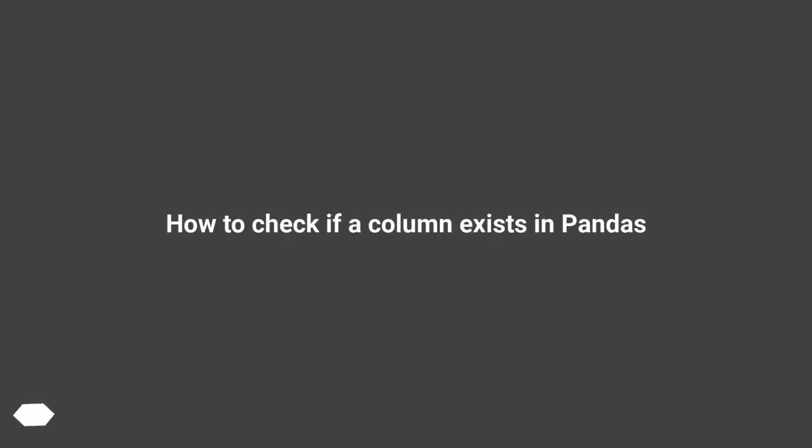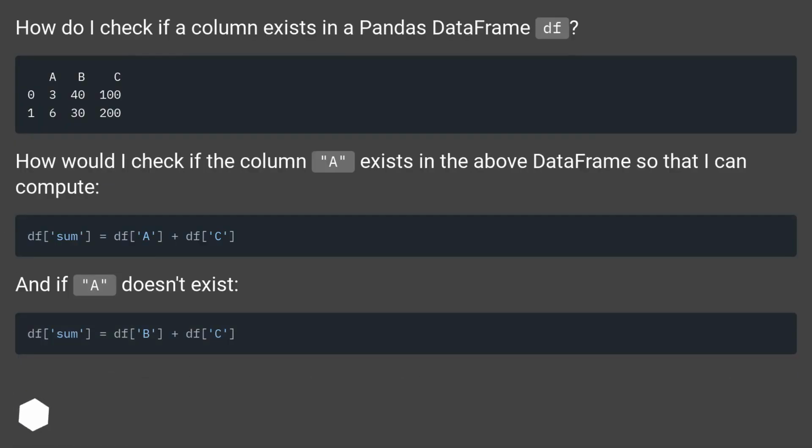How to check if a column exists in Pandas. How do I check if a column exists in a Pandas dataframe df? How would I check if the column exists in the above dataframe so that I can compute? And if it doesn't exist?